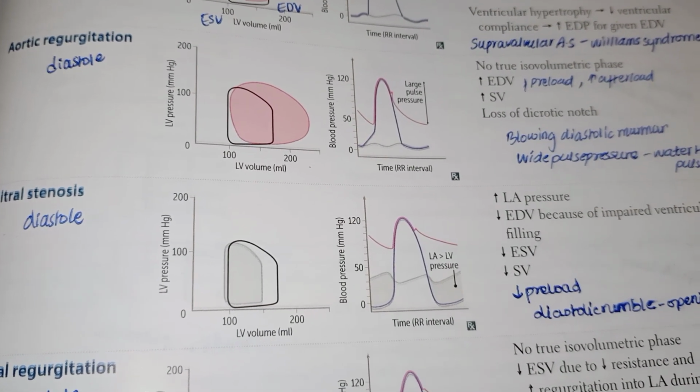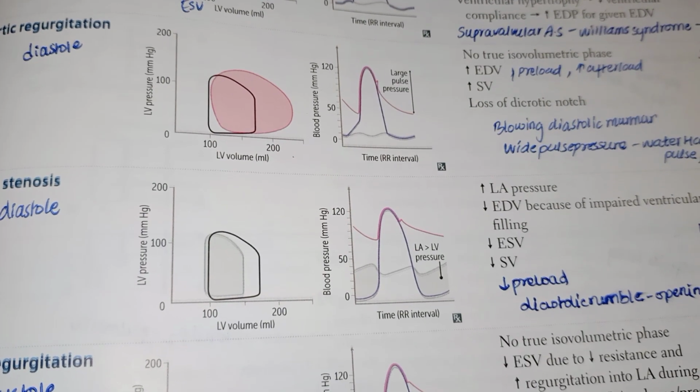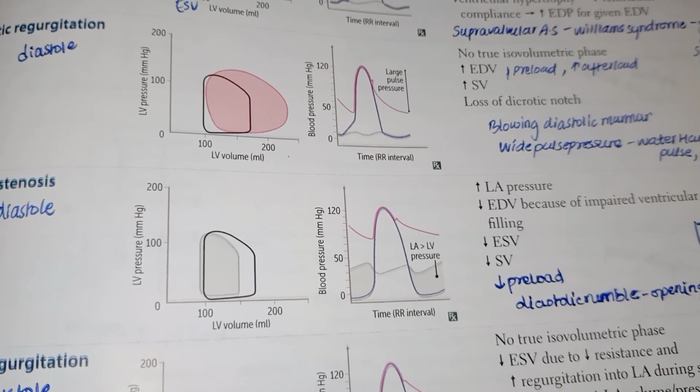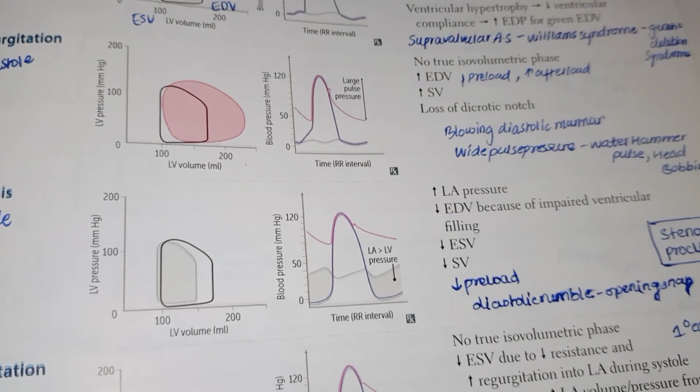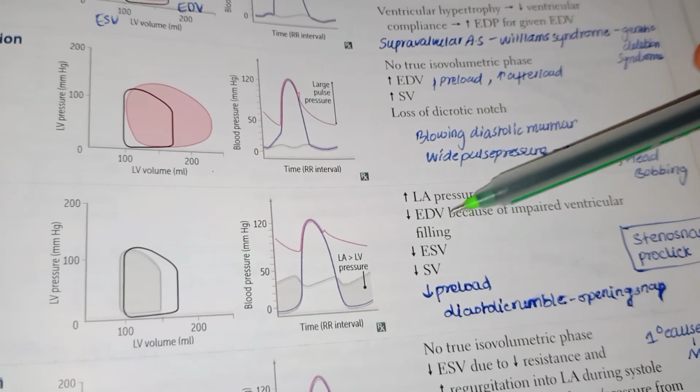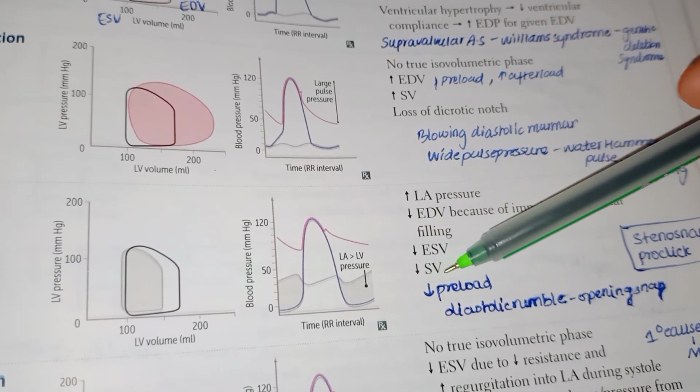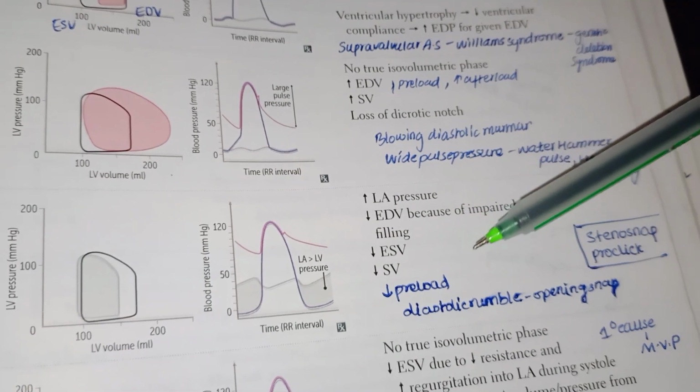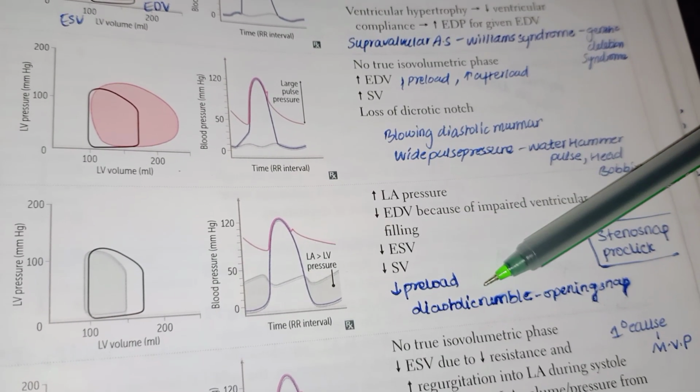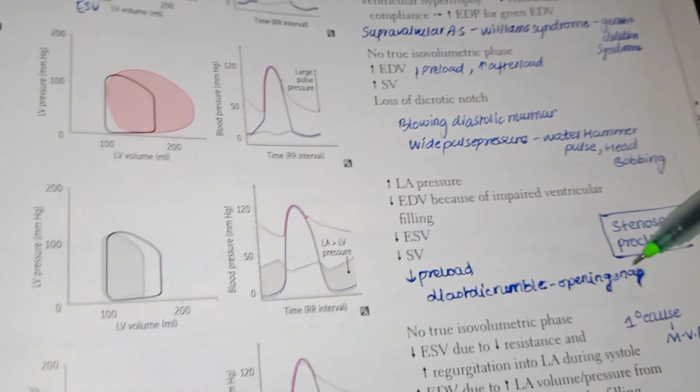The mitral valve is blocked. So the left atrium pressure is increasing a lot. It is not able to give the blood into the left ventricle. So in the left ventricle everything is falling, like end diastolic volume is falling, end systolic volume is falling, stroke volume is falling, preload is falling. So here you will see a diastolic rumble called an opening snap.